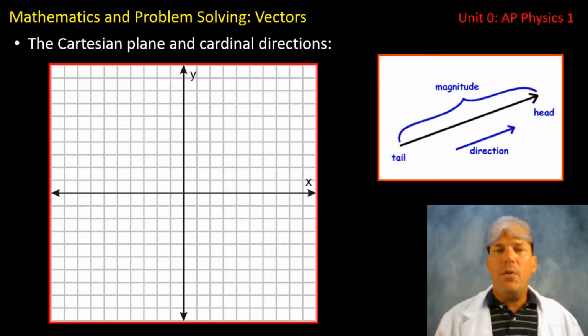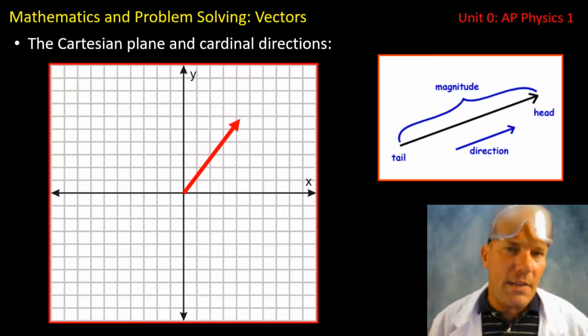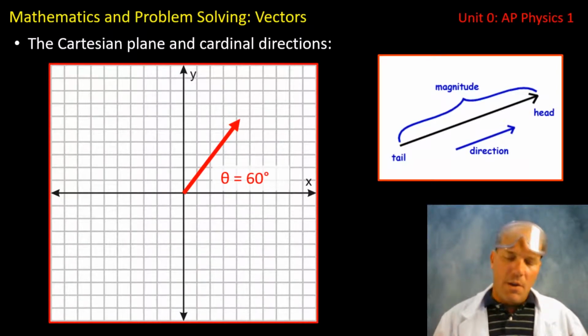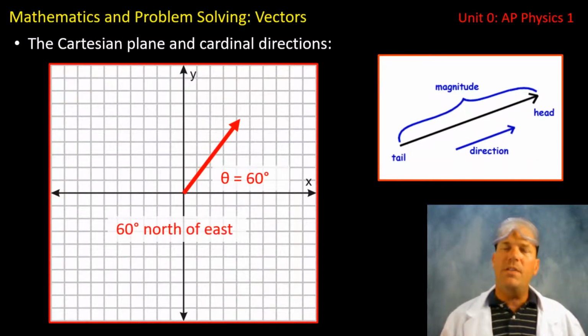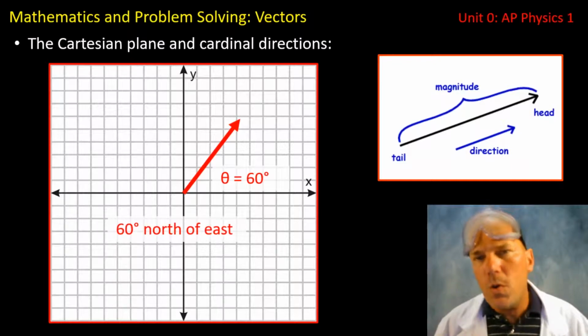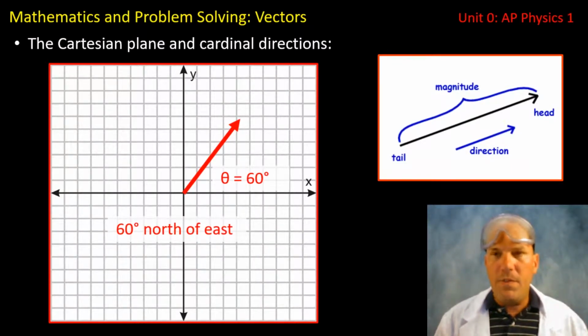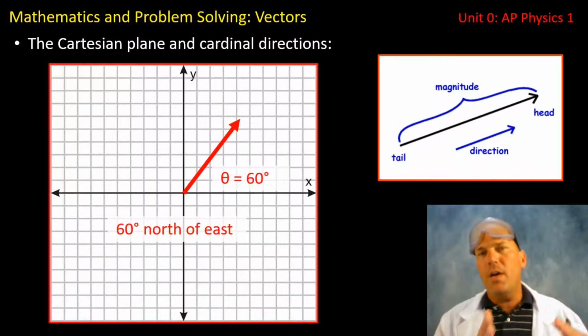So let's go ahead and now compare that to an angle that is not 45 degrees, like this angle. Theta is equal to 60 degrees. Well, in terms of our cardinal directions, we would describe this direction for this vector to be 60 degrees north of east. So pause the video, take a minute and think about this. 60 degrees north of east.